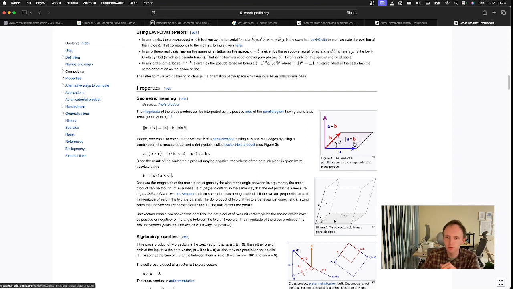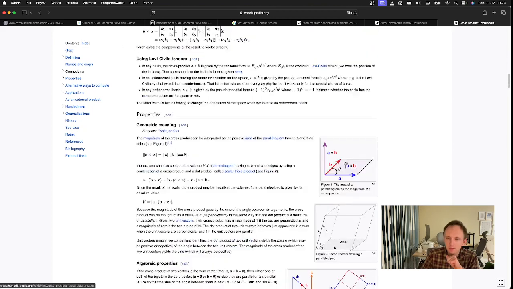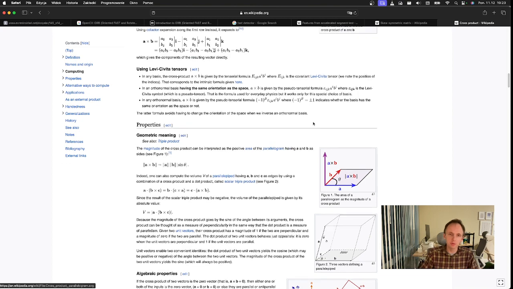A cross B, the absolute value of this gives me the area of this parallelogram. So that's pretty cool. And then it also implies that if A and B are the same thing, then A cross B, the parallelogram, is 0. So this geometric interpretation makes sense.